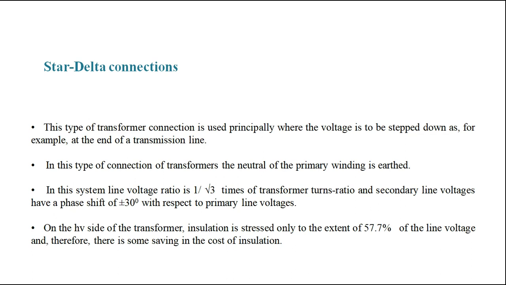57.7%, because in the secondary we have a delta connection, which means the phase voltage is equal to the line voltage. Therefore, to get the same delta connected line voltage, the stress on the primary winding, which is star connected, is very less, around 57.7% of the line voltage, and therefore there is some saving in the cost of insulation on the primary side. If you are going for a star delta connection transformer, there is a saving of insulation on the star connected side. The next session we will look into the delta star connection.